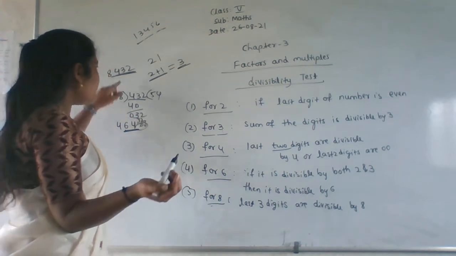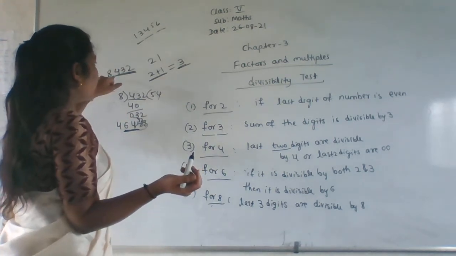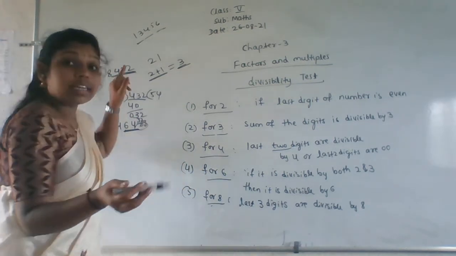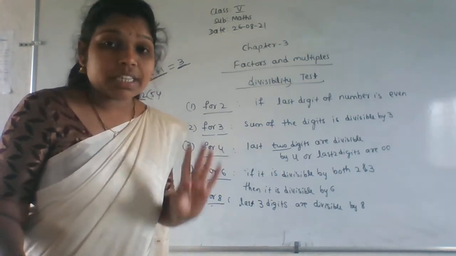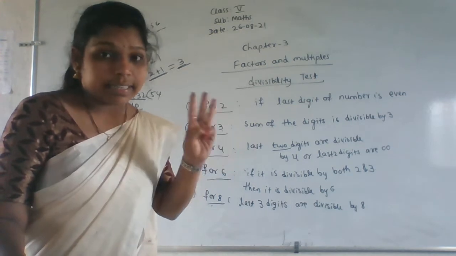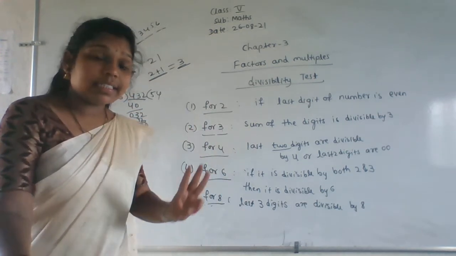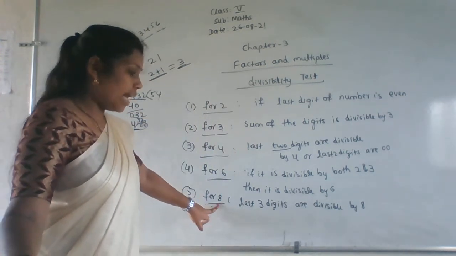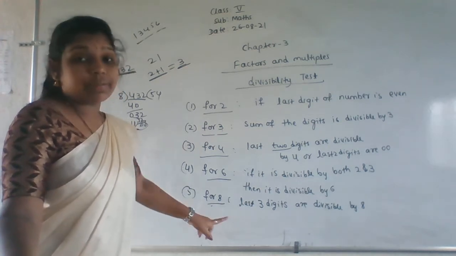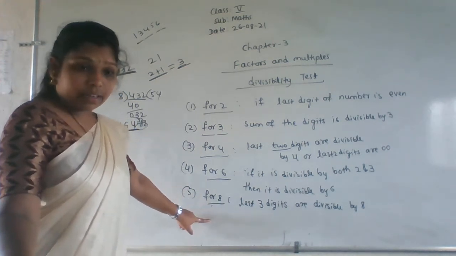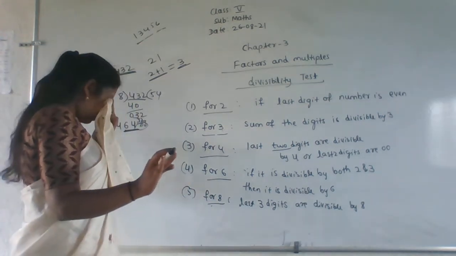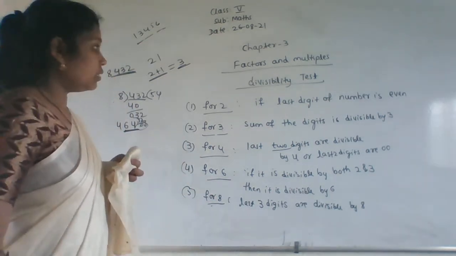Then what can we say? This whole number, 8432, is divisible by 8. Whatever the number may be, just check the last 3 digits. If the last 3 digits are divisible by 8, then the whole number is divisible by 8. This is the divisibility rule for 8. Okay, next, the last rule, for 11.